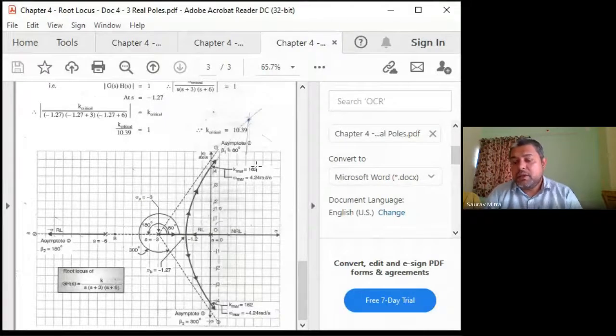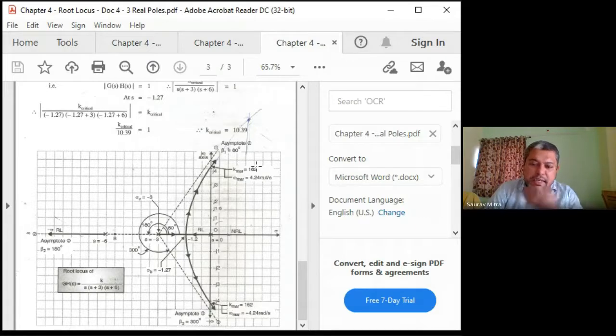1 plus GSHS. What is GSHS? K divided by S into S plus 3 into S plus 6. So take its numerator; that is the characteristic equation. That means S into S plus 3 into S plus 6, all this multiplication, plus K is equal to 0. In that equation, if you substitute K values up to 161.99, you will find that all the poles have a negative real part. That means one pole will be minus 6, minus 7, minus 8, minus 9, and we keep on going. Another part, which is a complex conjugate pole, you will find that its real part is still negative.